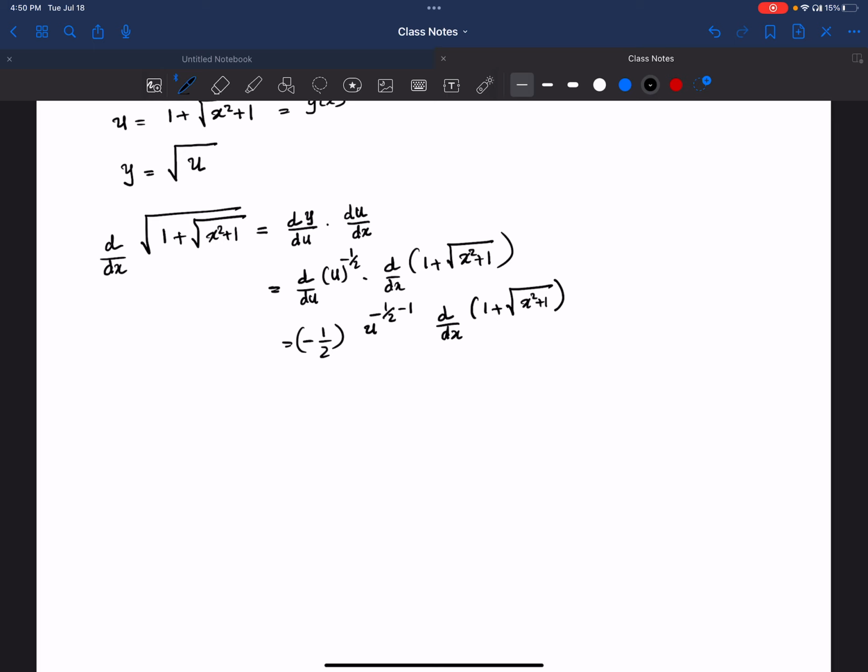I can use the same chain rule for the second one. So what I would do is, this is u, so negative u to the power 3 halves divided by 2, times d over dx of 1 plus d over dx of the square root of x squared plus 1, right?